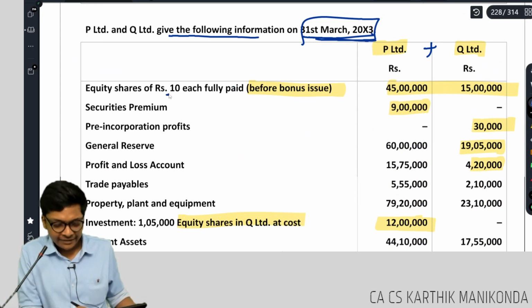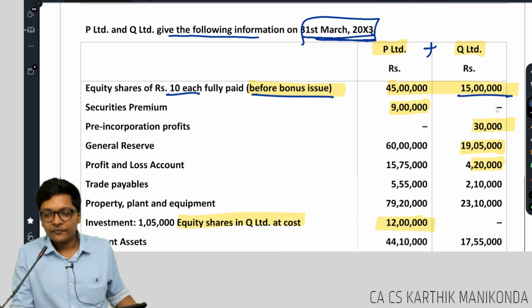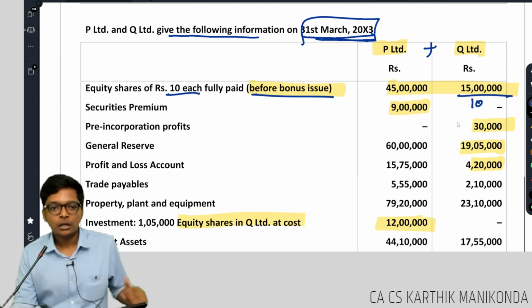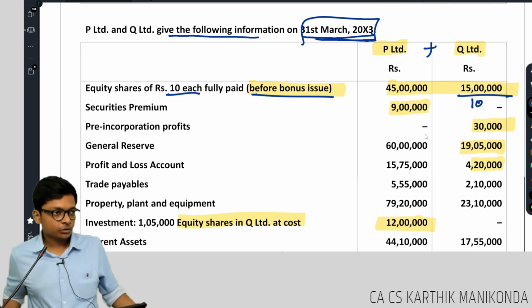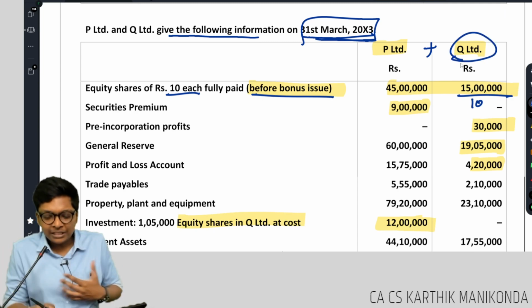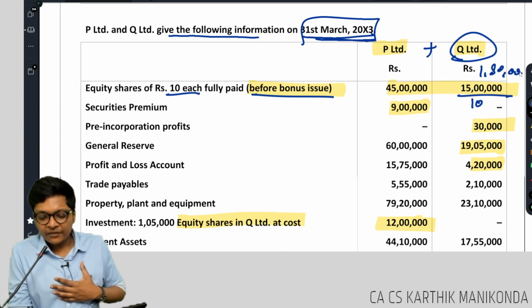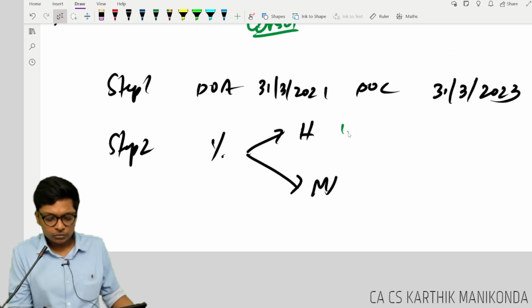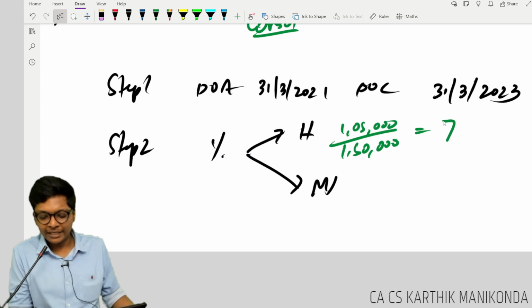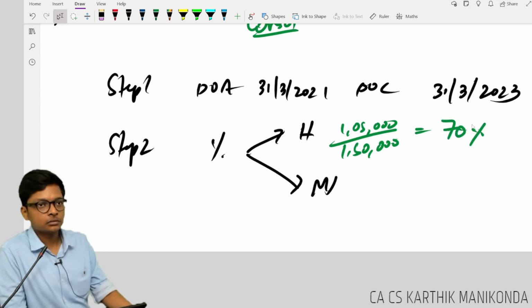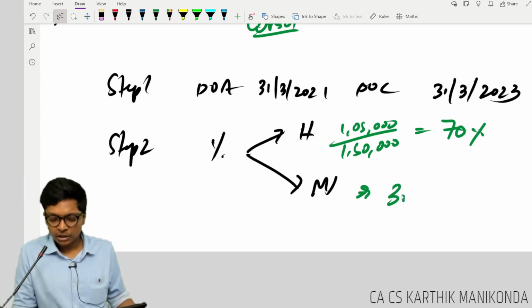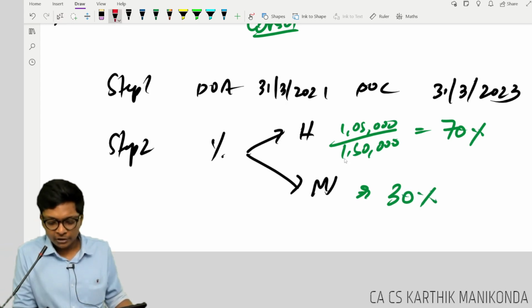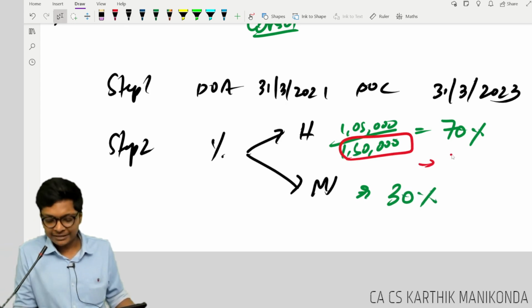Because they have 10 rupees shares, before bonus 15 lakhs. That means divided by 10, 1 lakh 50. So the subsidiary Q's total share capital is 1,50,000 shares. In that I am getting how much? 1,05,000. So 1,05,000 divided by 1,50,000, you get 70%. Are you following? So minority will be, of course, 30%. Please show the breakup of how you took this 1,50,000 also, which is nothing but 15 lakhs divided by 10.